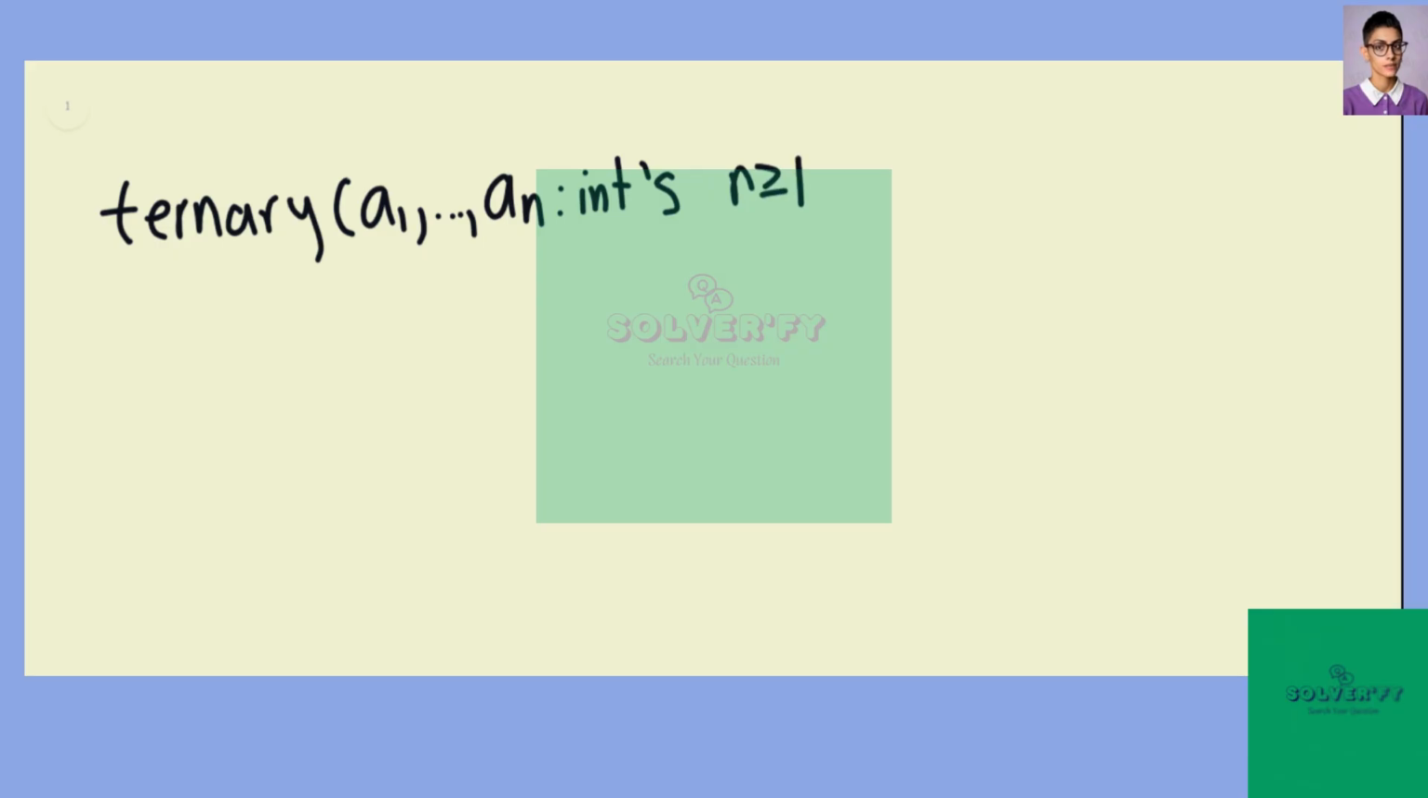All right, so for this problem, we're just going to call this procedure ternary. And ternary takes in a list of integers, so some n number of integers. There's going to need to be a minimum of one of them. And then we also have the search algorithm, the item we're searching for, which is also an integer.